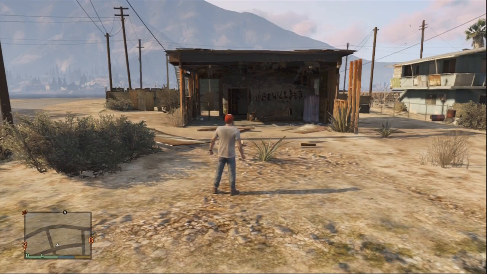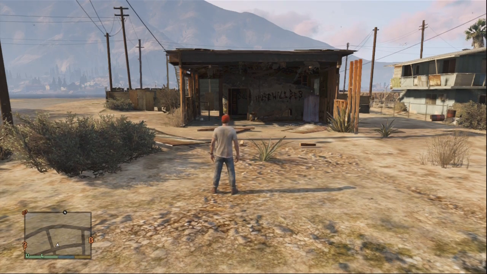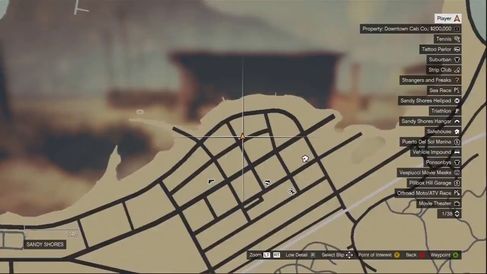Alright, so here we are in Sandy Shores at what used to be the killer's house, and here we will learn the killer's identity as well as some other clues pertaining to this mystery. And as for the location of this house, it is extremely easy to find. Basically, it is located right here on the map.